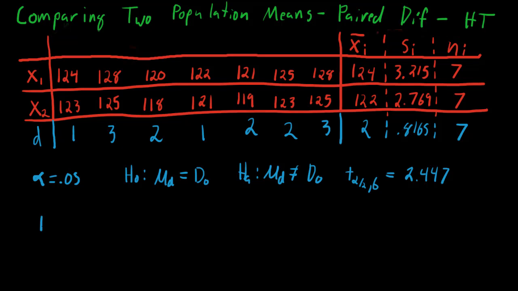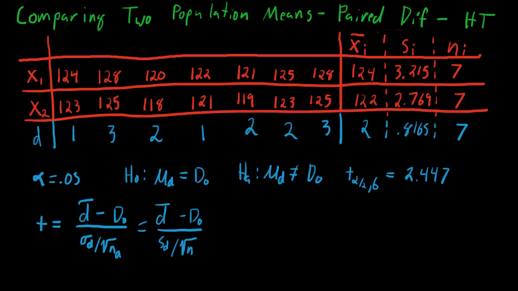So our test statistic is going to be t is equal to our d bar minus our d naught over our sigma d over square root of nd. Since we don't have sigma d, we're going to substitute in our s. So we get this is equal to d bar minus d naught over our sd over square root of nd.